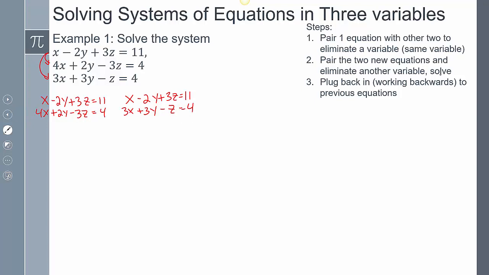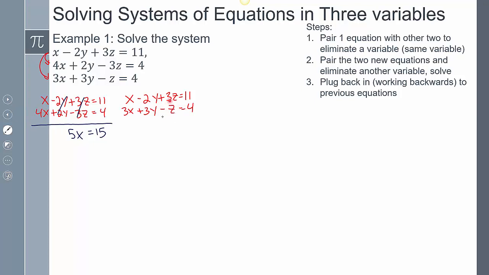So now that I've paired these 2 equations together, I want to eliminate a variable. In this case, I want to eliminate z. z is really easy to eliminate here, and I can eliminate z in this one. In this case, canceling it out, I get 5x equals 15.